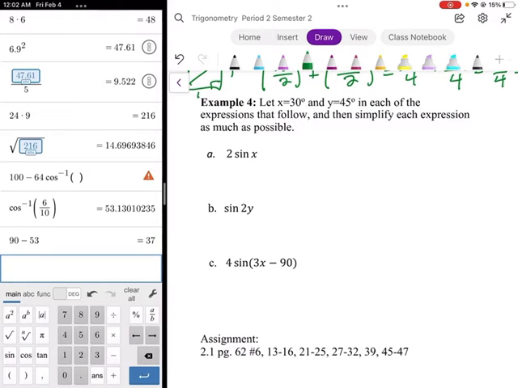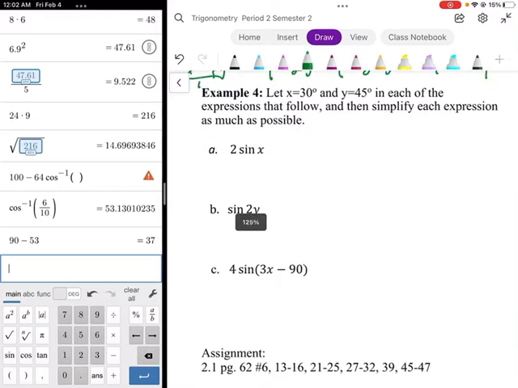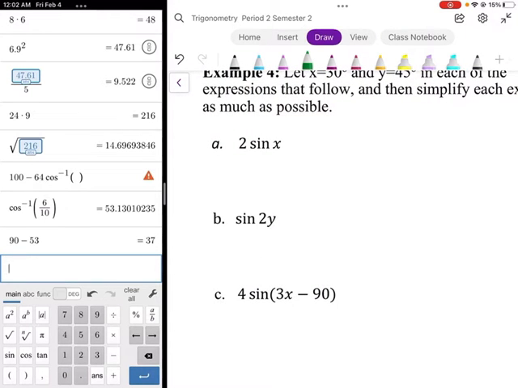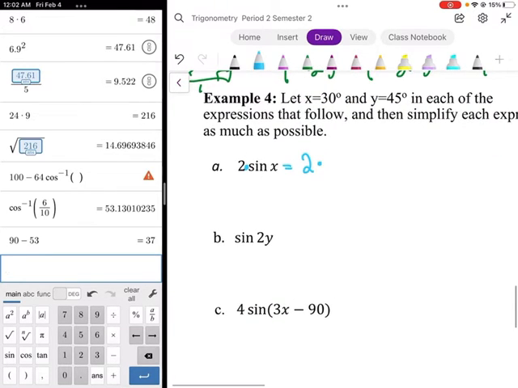Our last example, we are going to let x equals 30, y equals 45, and in each of the expressions, we are going to simplify them as much as possible. When you have a number in front of your function, you are going to first evaluate what that function is, and then you are going to multiply it. So x is 30, so we're going to take 2 times the sine of 30 degrees, which would equal 1/2. So this will be 2 times 1/2, which equals 1. So that's how you evaluate if you have a number in front of the function.